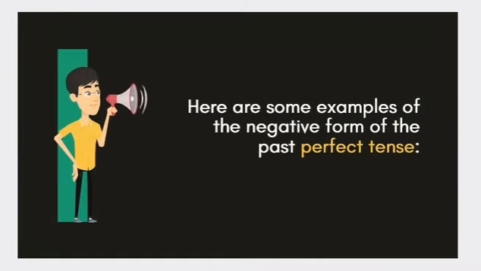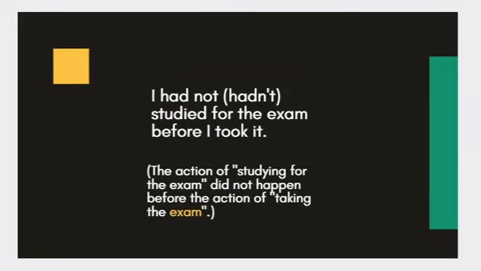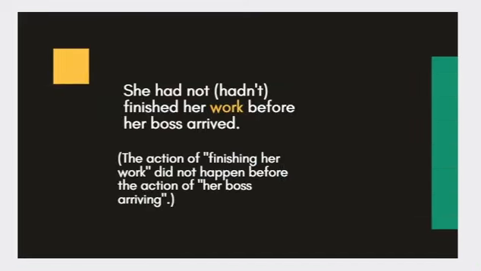Here are some examples of the negative form of the past perfect tense. I had not, hadn't, studied for the exam before I took it. The action of studying for the exam did not happen before the action of taking the exam. She had not, hadn't, finished her work before her boss arrived. The action of finishing her work did not happen before the action of her boss arriving.